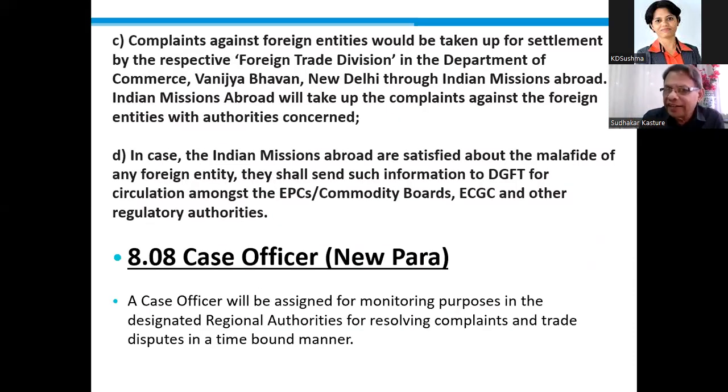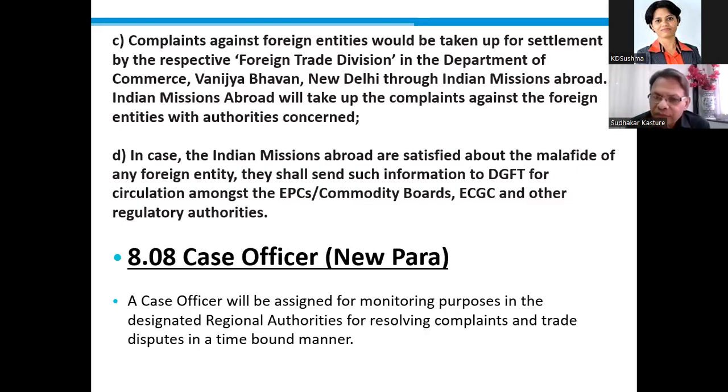Complaints against foreign entities, that we are complaining about as importers, will be taken up for settlement by the respective foreign trade division in the Department of Commerce through Indian missions abroad. Indian missions abroad will take up the complaints against the foreign entities with authorities concerned. So they will write. In case the Indian missions abroad are satisfied about the malafide of any foreign entity, they shall send such information to DGFT for circulation amongst the EPCs, commodity boards, ECGC, and other regulatory authorities.